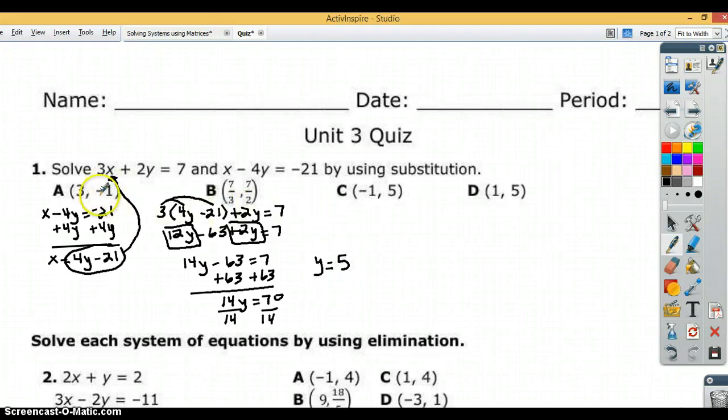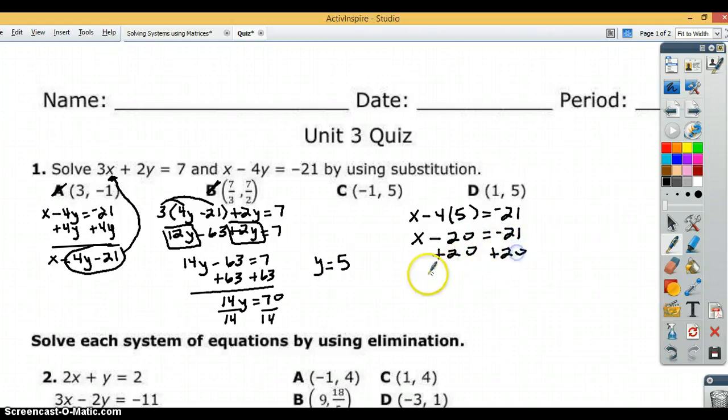So when I look at my answer choices, negative 1, not good, 7 halves, not good, 5 keep it, 5 keep it. So it's either C or D. Alright, so now we're going to take this 5, we're putting in for y right here. So x minus 4 times 5 equals negative 21. So that's x minus 20, 4 times 5 is 20, equals negative 21. Add 20 to both sides, and when we do that we get x equals negative 21 plus 20 is negative 1. So we have an x of negative 1, so our answer is C, not D.